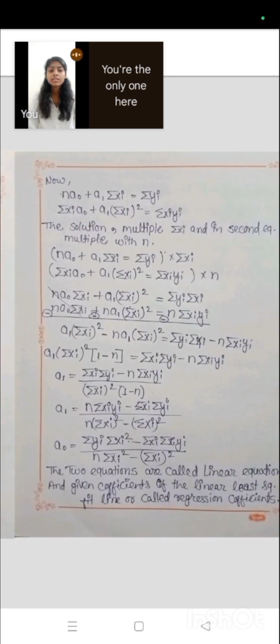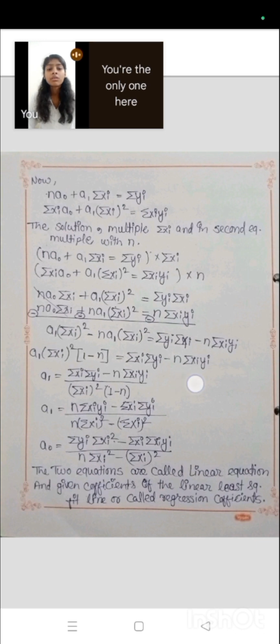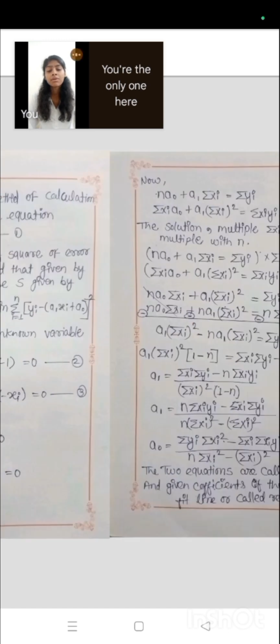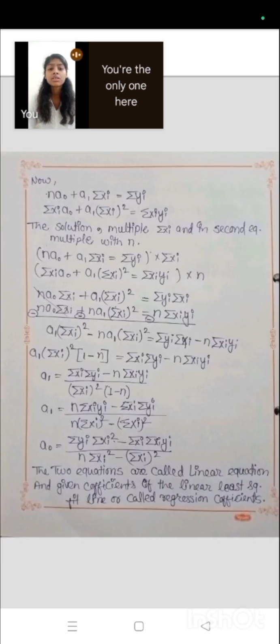And in the next step, we solve equation number 2 and equation number 3. So rearranging these equations, we find n a0 plus a1 summation of xi is equal to summation of yi, and a0 summation of xi plus a1 summation of xi whole square is equal to summation of xi into yi. So for the solution, in the first equation we multiply by summation of xi, and in the second equation we multiply by n.